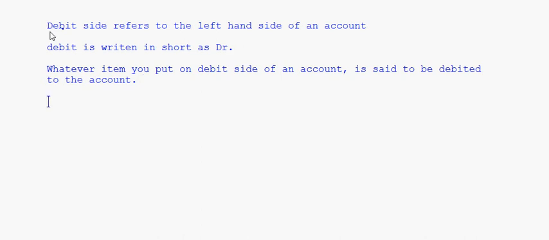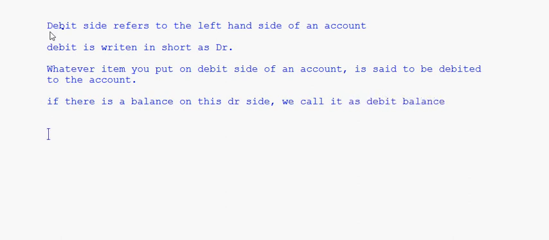And if there is a balance on this debit side, we call it a debit balance, right? Same way for credit. One more thing in debit here.